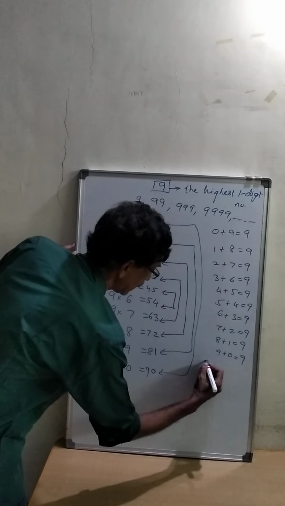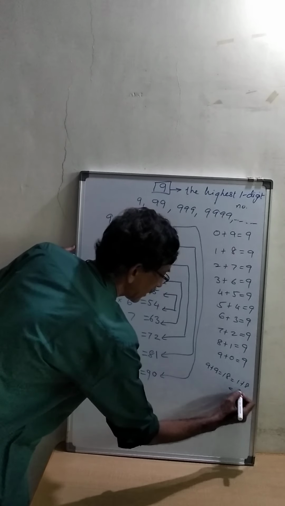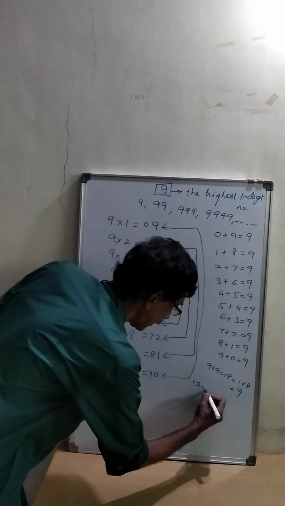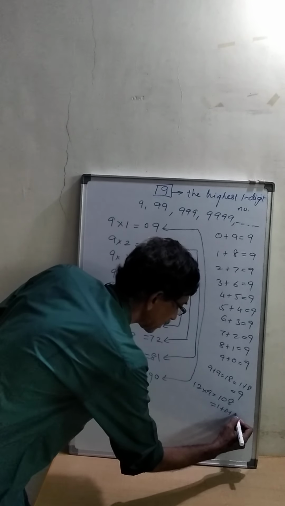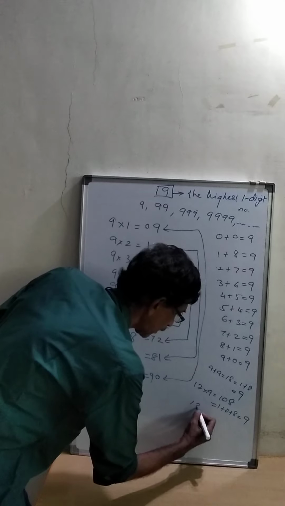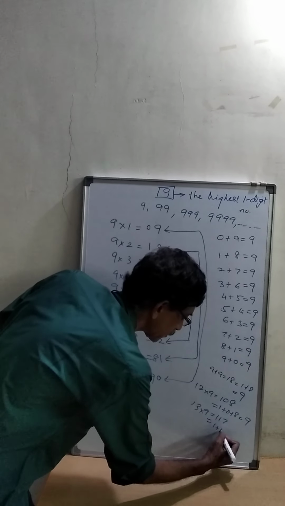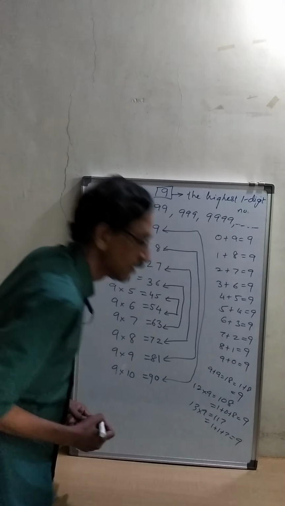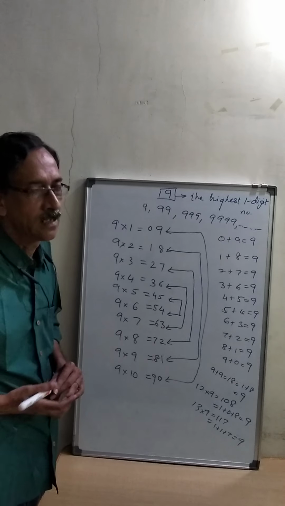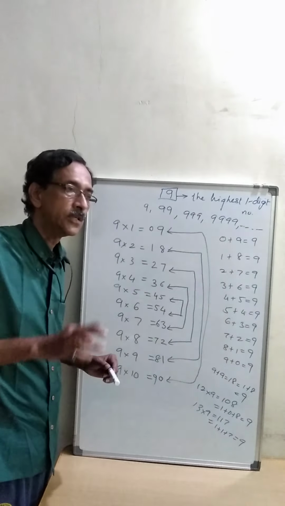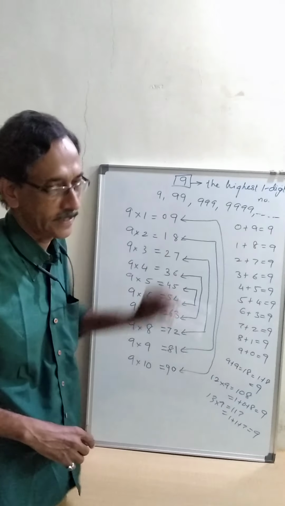Suppose you say 9 11s are 99. So 99 is 9 plus 9, which is 18, which is 1 plus 8, which is again 9. 12 times 9 is 108, which is 1 plus 0 plus 8, which is 9. 13 nines are 117, which is 1 plus 1 plus 7, which is 9. So you take any number multiplied by 9, and whatever answer you get, you add the digits to come to a single digit, you get 9.